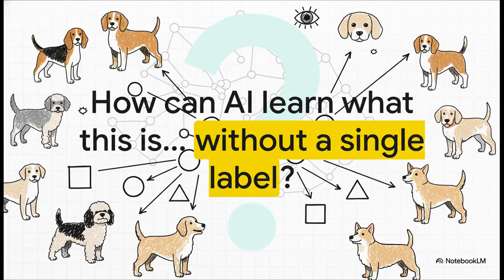Take a look at this picture. Easy for us, right? It's a dog, but think about it for a second. How could a computer ever learn that without being spoon-fed millions of other pictures that humans have painstakingly labeled dog? This has been one of the biggest roadblocks in AI, and it's the exact problem SimCLR is designed to solve.